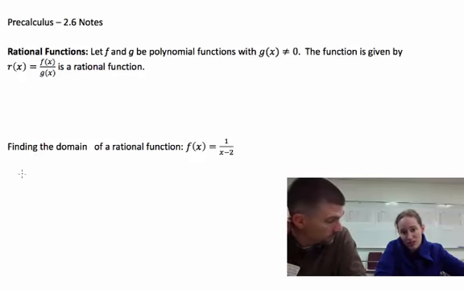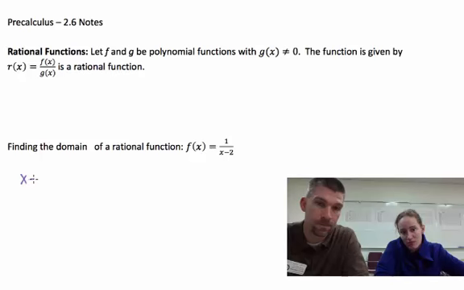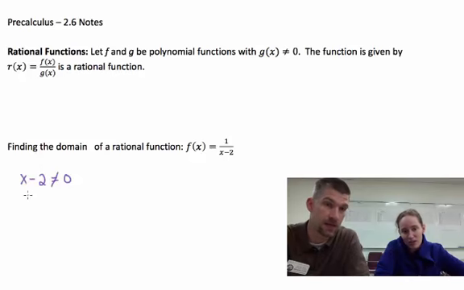So when we're doing rational functions, you want to take the bottom, whatever it is, and set it equal to 0. What we're saying is that it can't equal that number. So I'd add 2 to both sides here, and I'd very quickly come to the conclusion that x cannot equal 2. But any other number is fine.